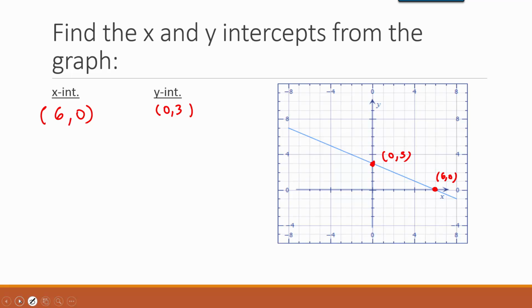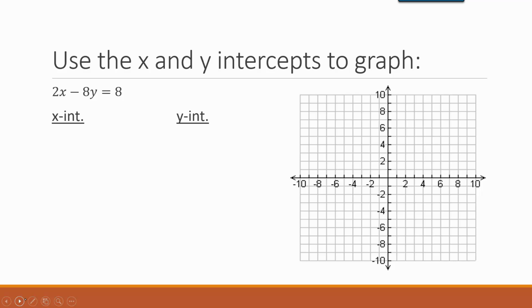Okay, so what if we are given this equation and they want us to graph it by using the X and Y-intercepts? Well, first of all, let's find the X and Y-intercepts. We have 2x minus 8y equals 8. Every x-intercept has a y-coordinate of 0. So to find the x-intercept, I replace y with 0 in the given equation and then solve it for x.